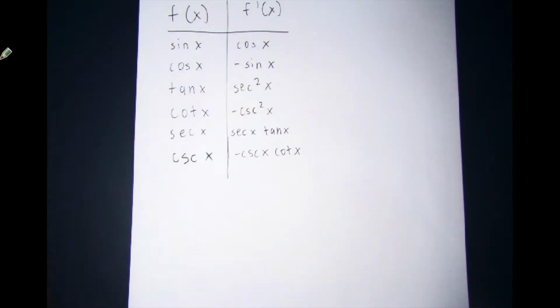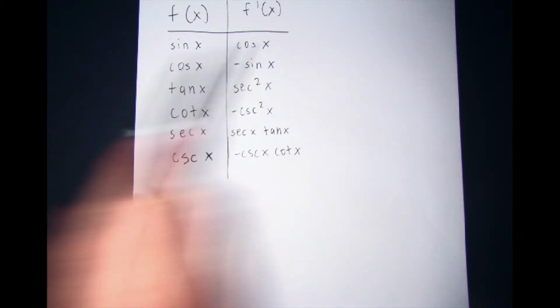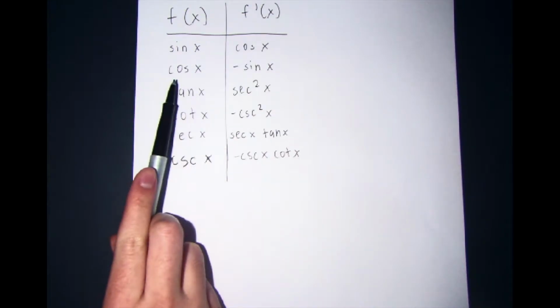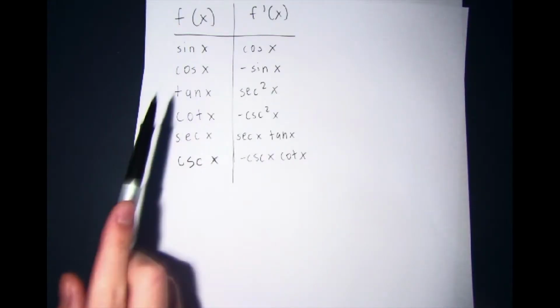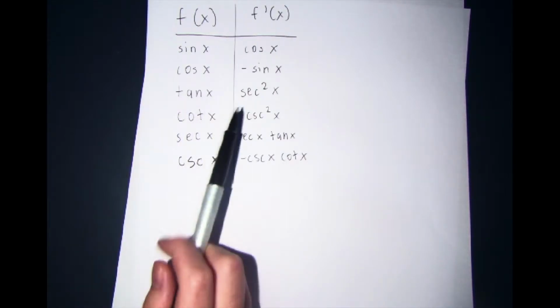So these are the derivatives of all 6 trig functions, and you're simply just going to have to memorize them. So the derivative of sine x is cosine of x. The derivative of cosine of x is negative sine x. The derivative of tangent x is secant squared x.